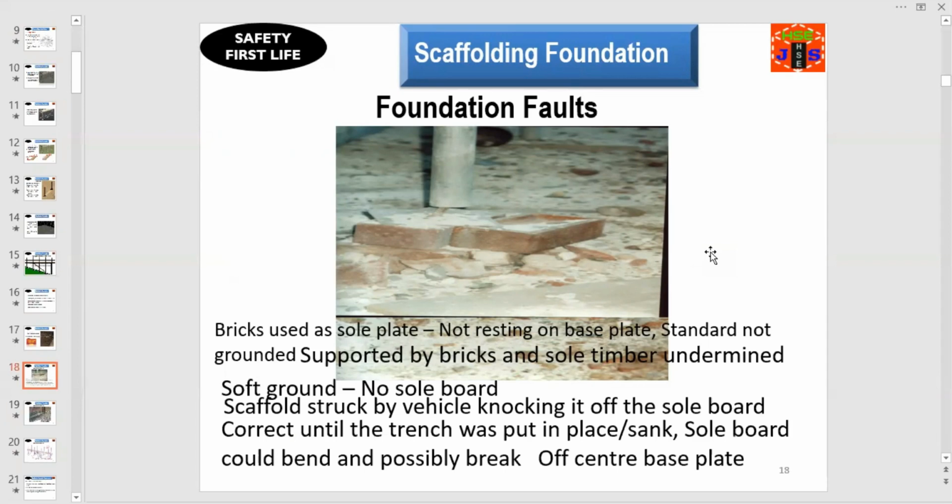Scaffolding stands on foundation. Do you know the foundation faults? Bricks used as a sole plate, not resting on base plate, standard not grounded, supported by bricks and sole timber undermined, soft ground, no sole board, scaffold struck by vehicle, knocking it off the sole board and correct until the trench was put in place, sank. Sole board could bend and possibly break off center base plate.